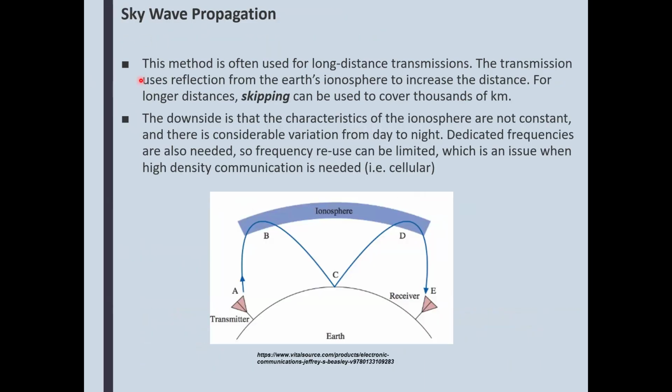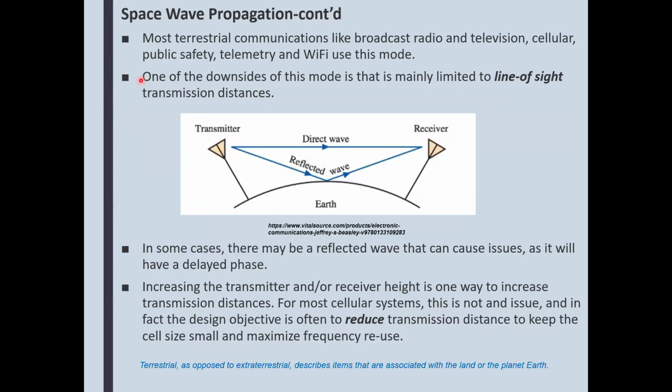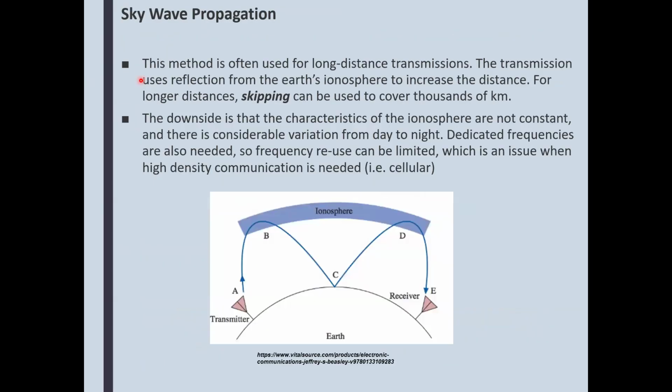So we looked at the ground waves, space waves, and now we have the sky wave propagation. Right. This method is often used for long distance transmissions. The transmission uses a reflection from the Earth's ionosphere.